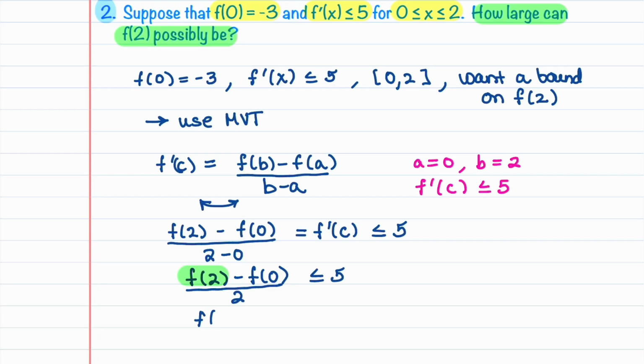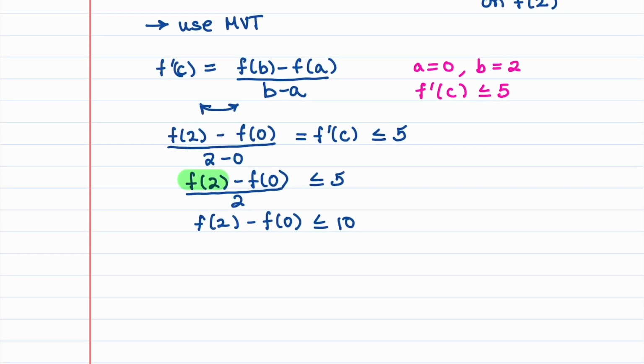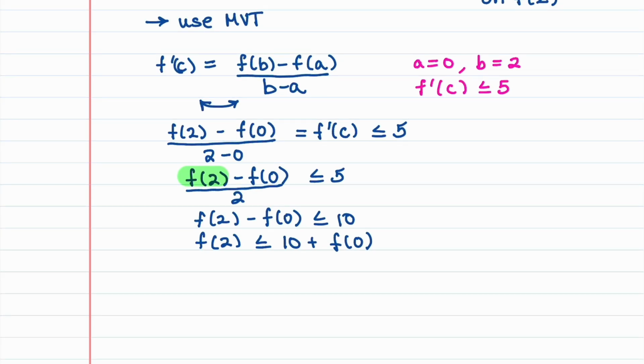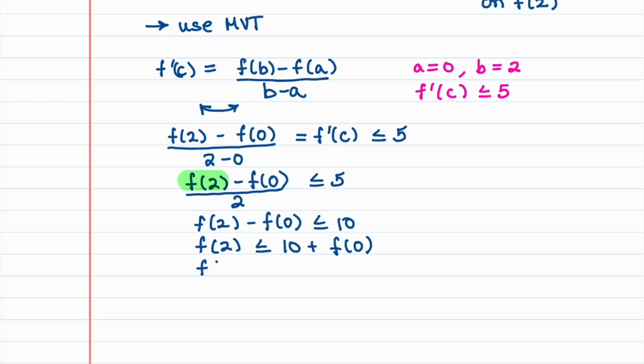f at 2 minus f at 0 is less than or equal to 10, just multiplying by 2. And then that tells us that f of 2 is less than or equal to 10 plus f at 0. We are told that f of 0 is -3. So we can say that f of 2 is less than or equal to 10 minus 3. So f of 2 is less than or equal to 7. So our answer is that f of 2 can be as large as 7.